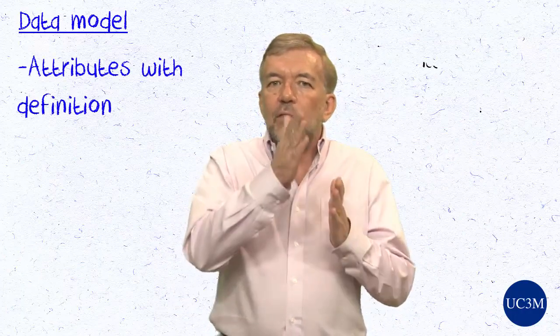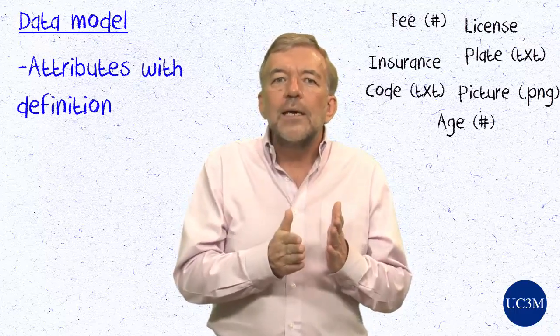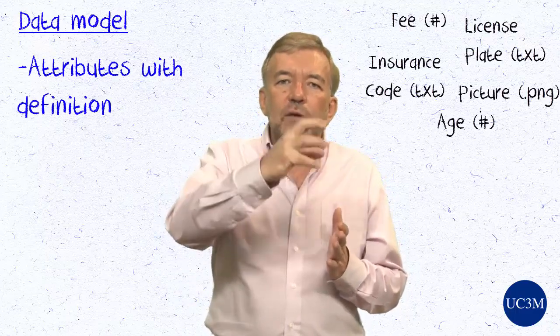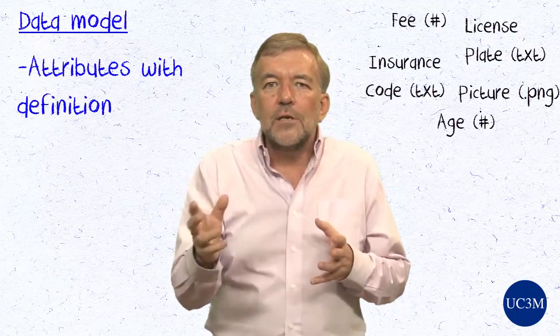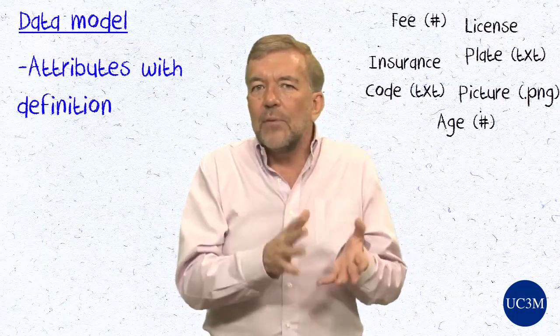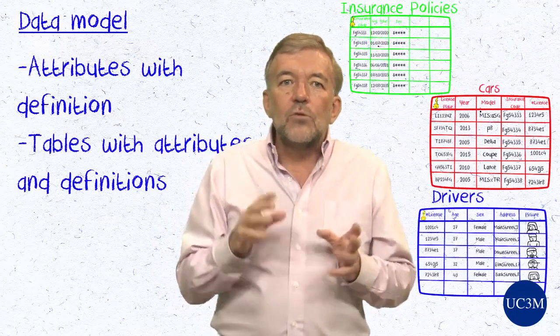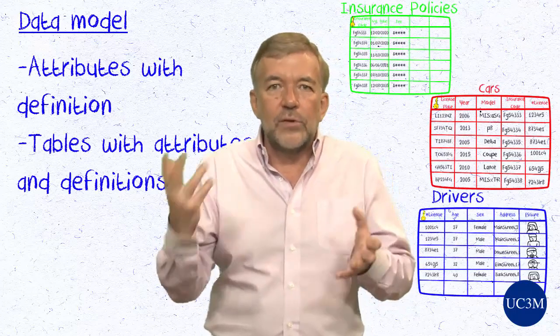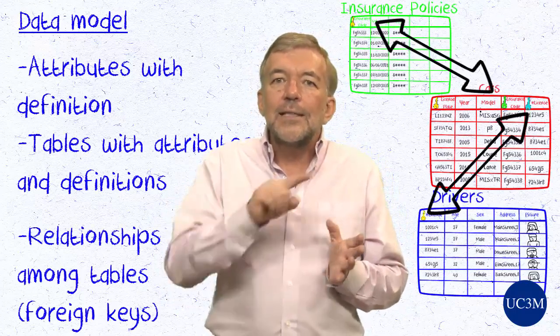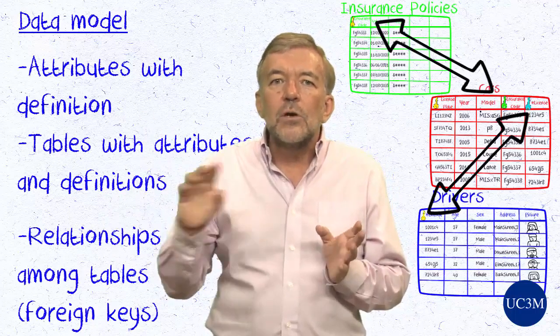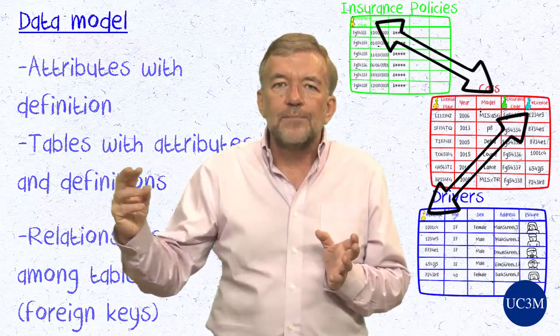Thus, we should now have a better idea of what data structure or data model means in a relational environment. It would include the attributes or fields it encompasses, along with the definition, both in business terms and in terms of formats, such as number versus text versus image. The tables into which these attributes are grouped and the definition. And the relationships among tables through the use of foreign keys.